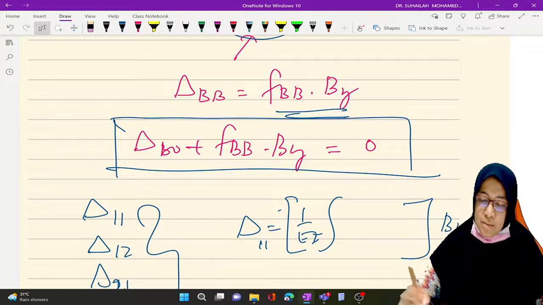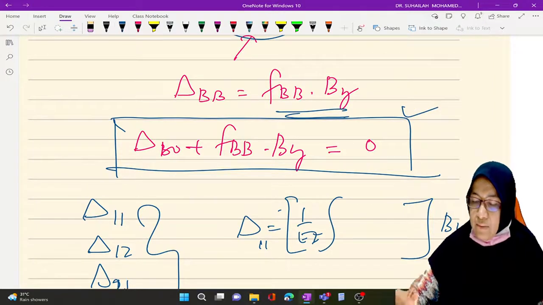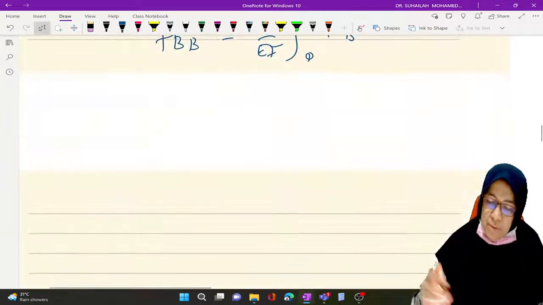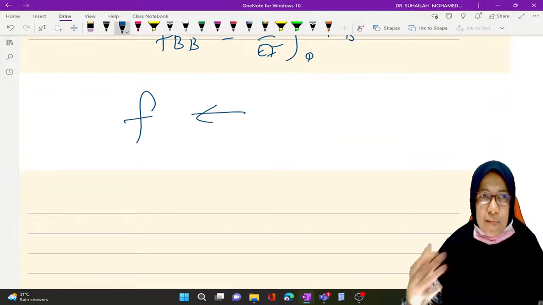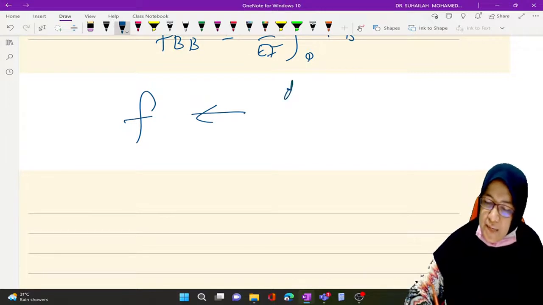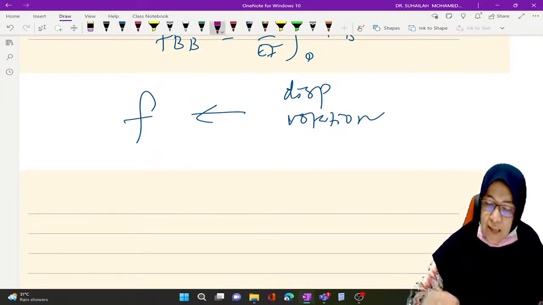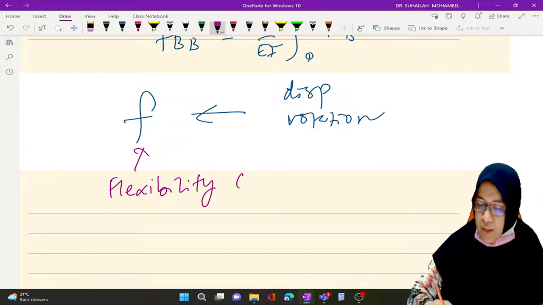Okay, so this is the equation that we use to calculate the redundant, and F, okay, the symbol F can be represent displacement, can be represent rotation. Okay, and what is F? This F is flexibility coefficient.